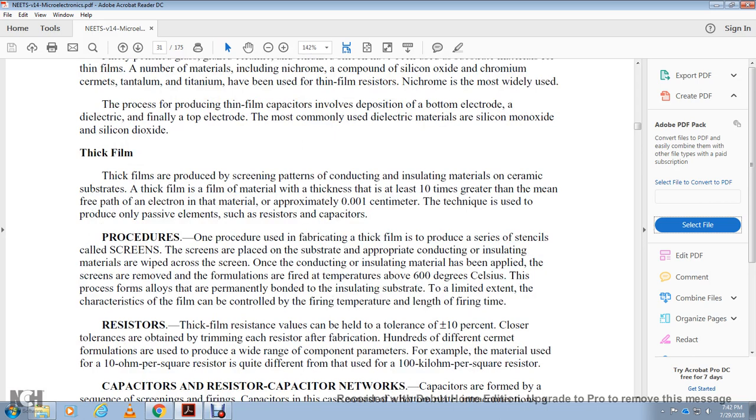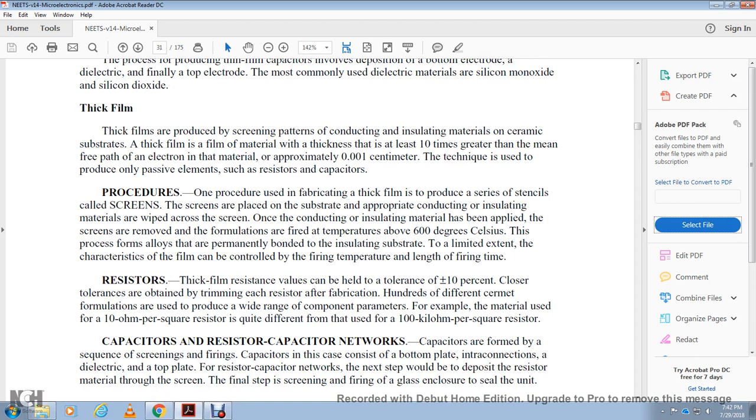The procedure for fabricating thick film is as follows. Screens are placed over the substrate, and the appropriate conducting or insulating material is wiped across the screen. Once the material has been applied through the screen, it is fired at a temperature above 600 degrees Celsius. The process forms a permanent bond with the insulating substrate. The character of the film is determined by control of the firing temperature and the length of the firing time.